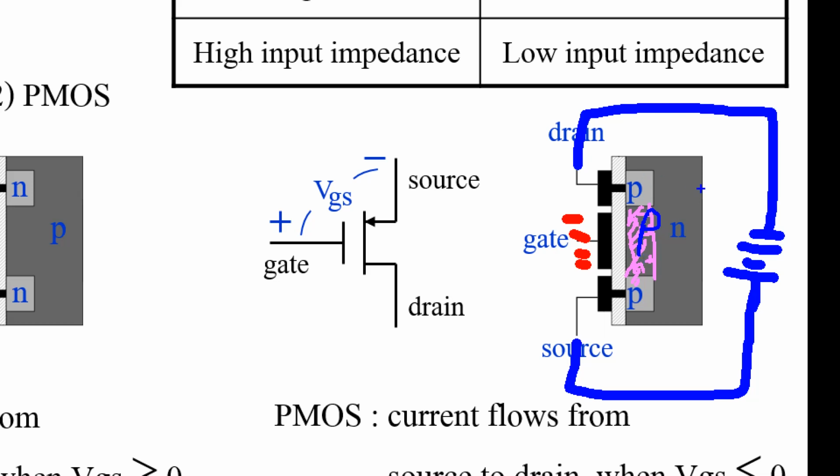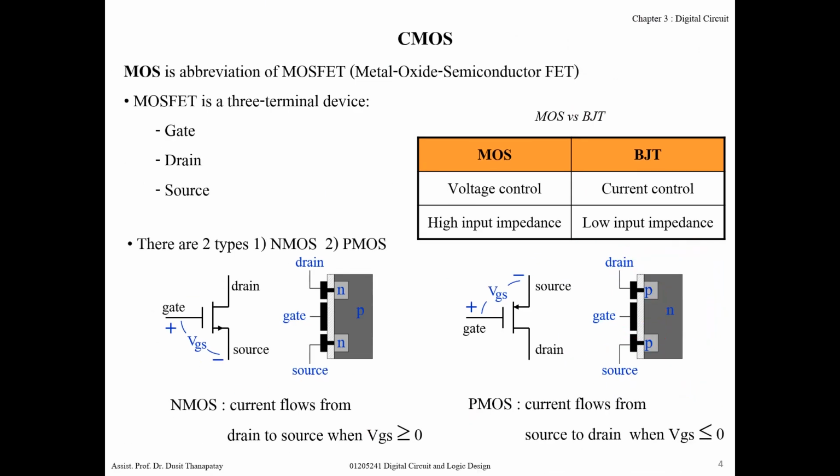That means now the current can flow in the circuit because it is the same p-type material. There is no reverse bias between N and P now. This kind of transistor is called PMOS. P is for positive.